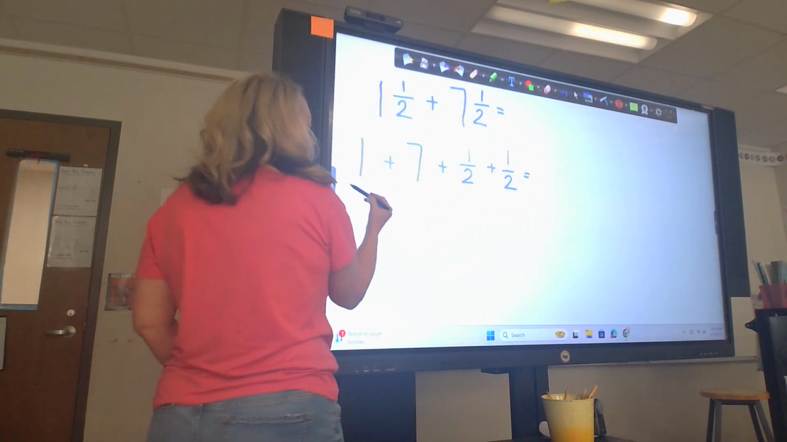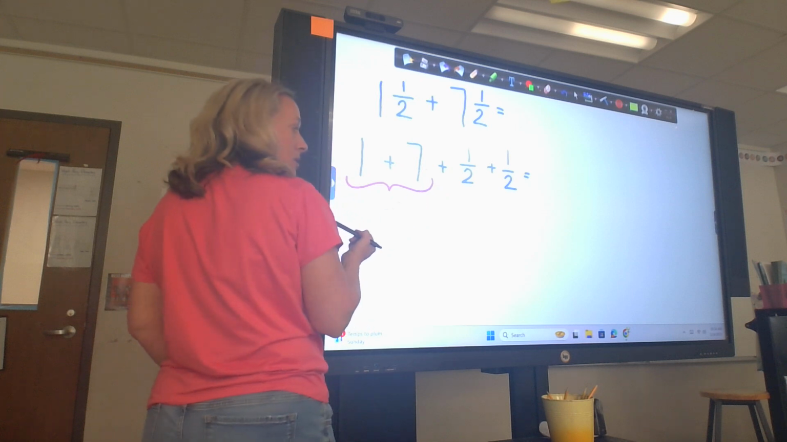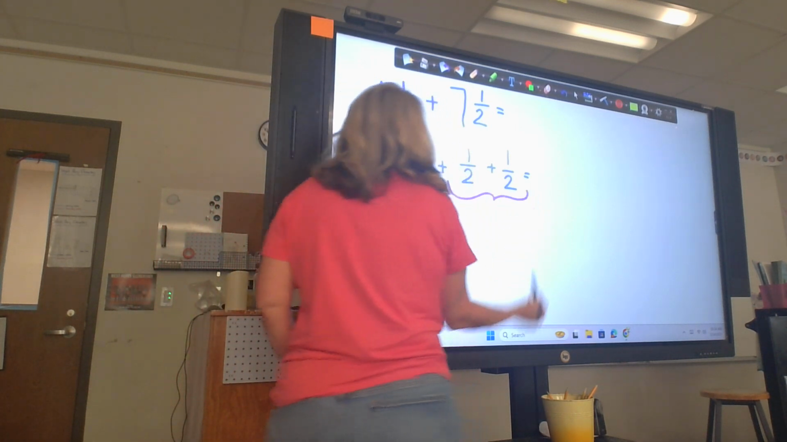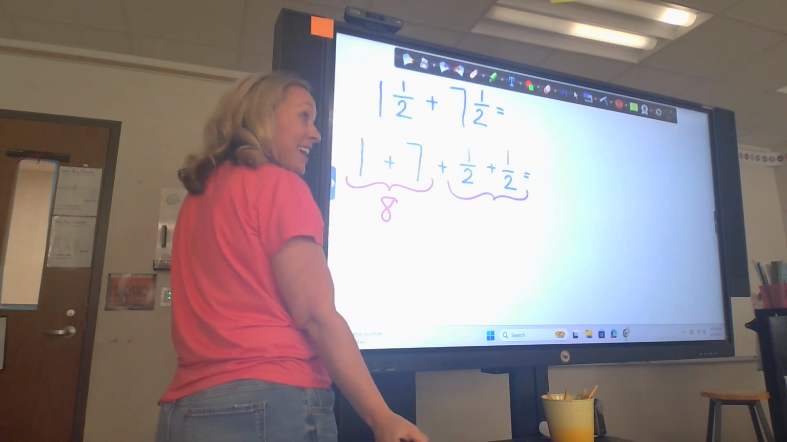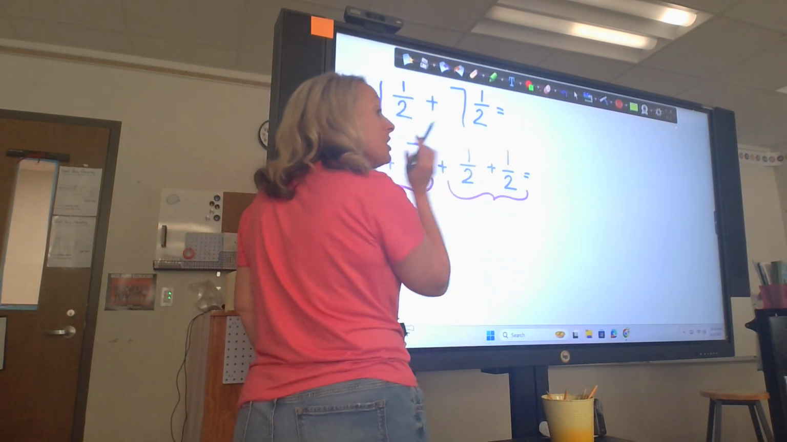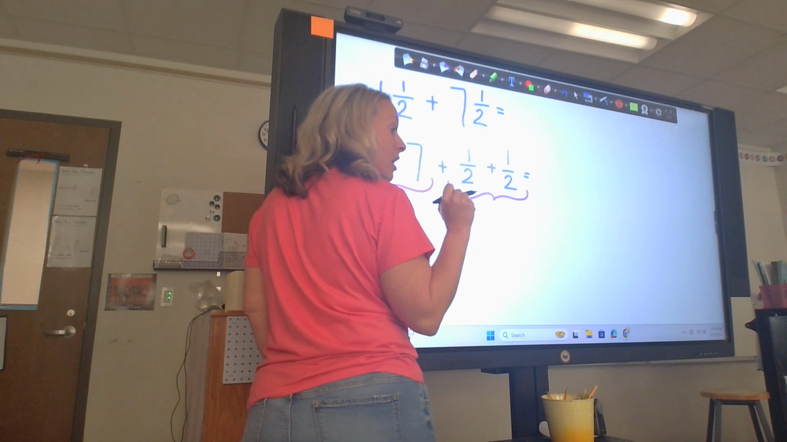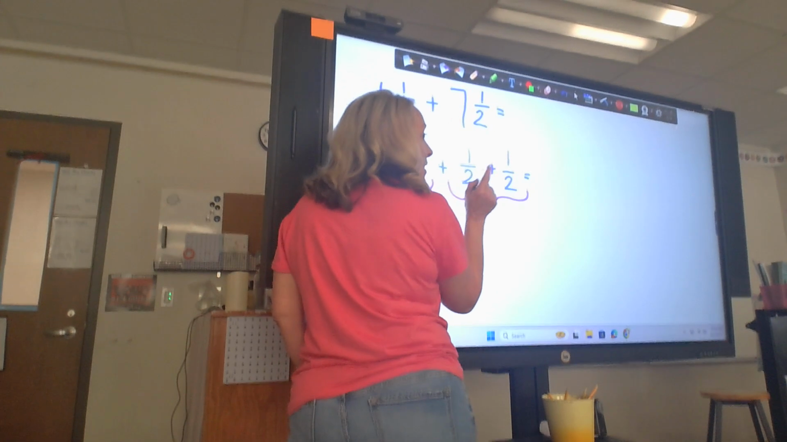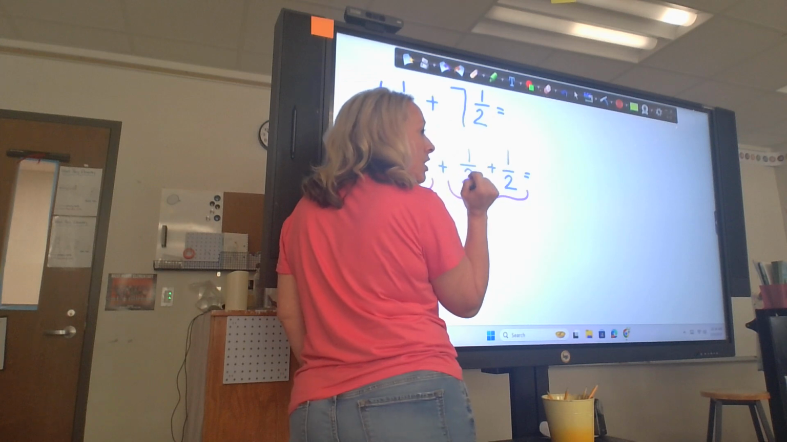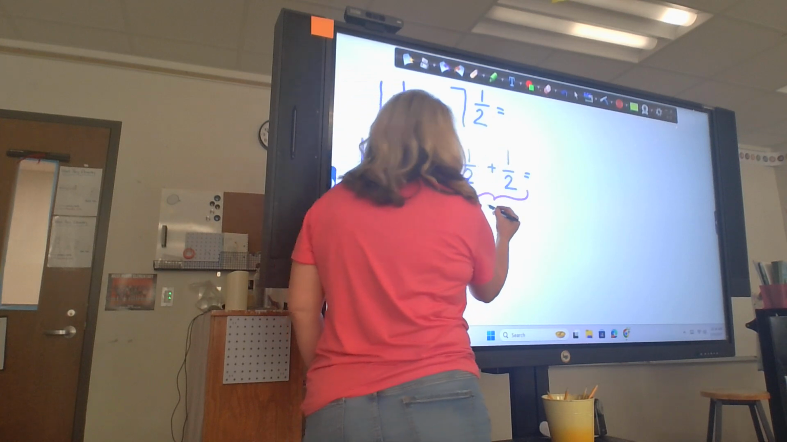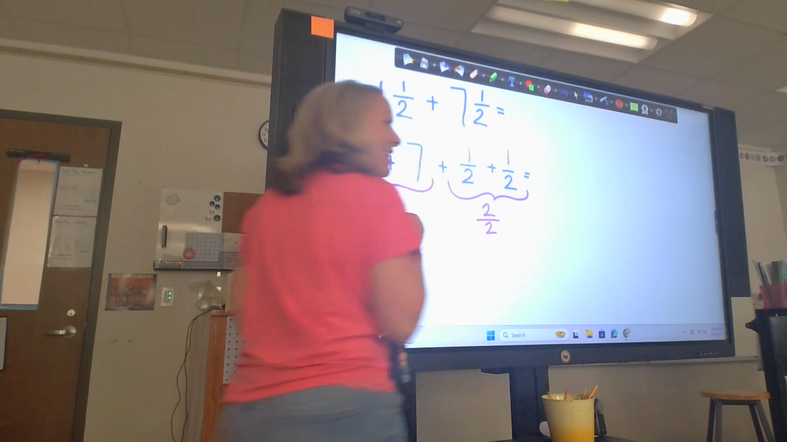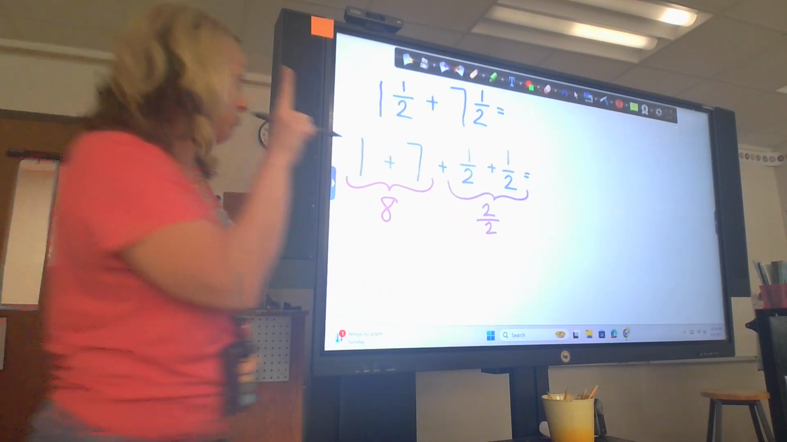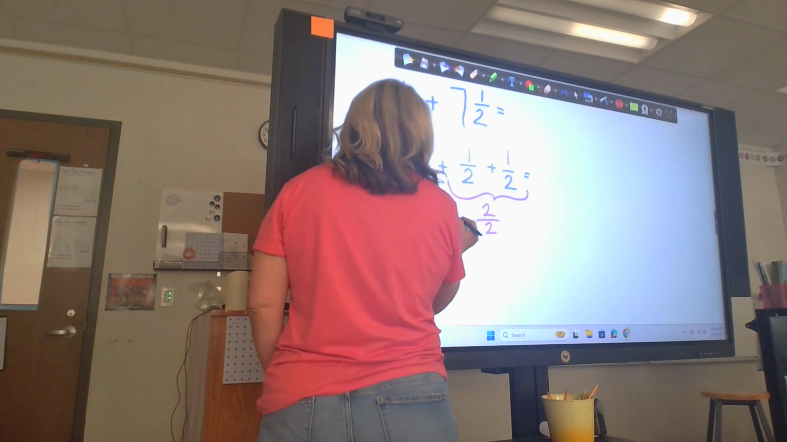Okay, let's add together those whole numbers. What do we get? That's 8. Add together these fractions. That gives you 2/2. Remember, you don't mess with those denominators. Don't mess with the denominator. 2/2, which is also just a whole 1. So you've got 8 plus 1.